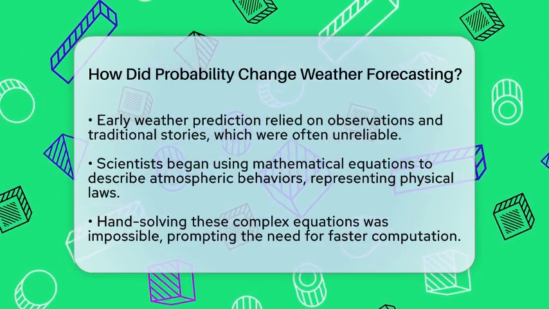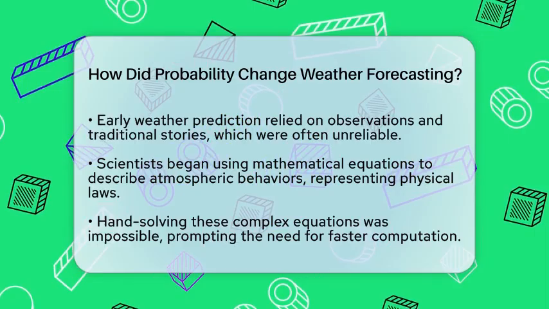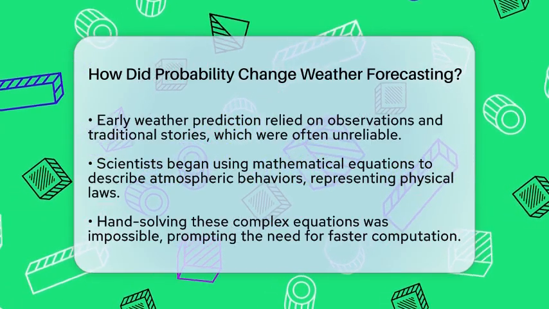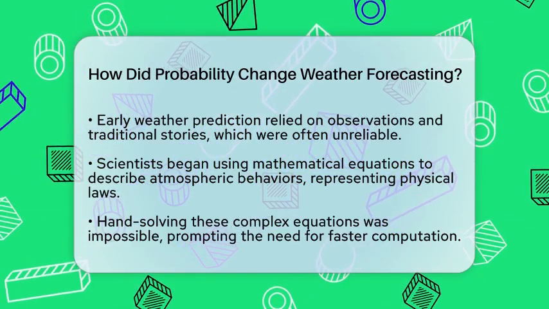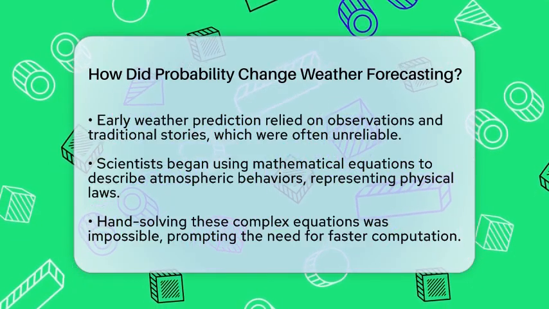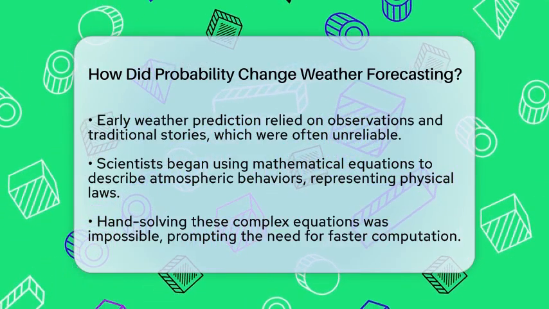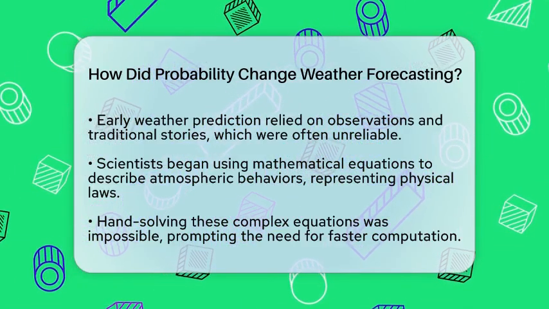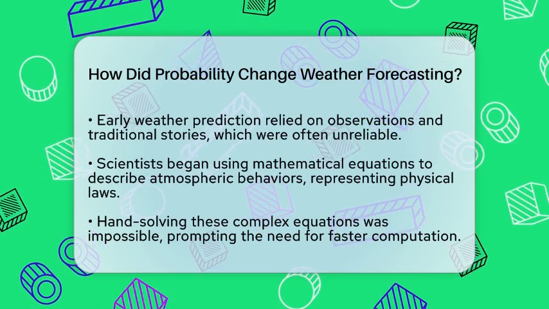Before probability, weather forecasts were based on observations and old stories passed down through generations. People used patterns they saw in the sky or seasons to guess what might happen next. But these guesses weren't always reliable.